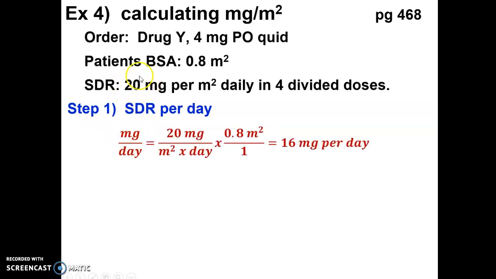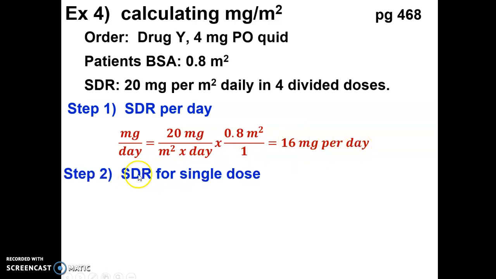Again, we're pulling in our safe dosage range: 20 milligrams is supposed to happen per meter squared daily. So I'm going to say that's per day, so it's 20 milligrams per meter squared per day. Our patient's BSA is 0.8 meters squared, so we'll pull that in so that our meter squareds can cancel. We do the math and it works out that they can have 16 milligrams per day.